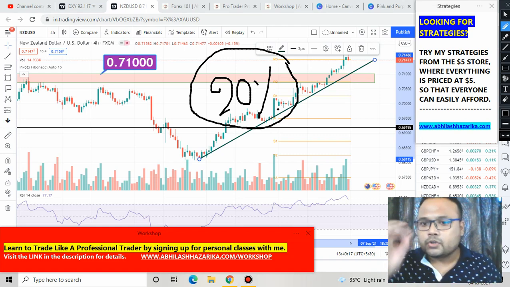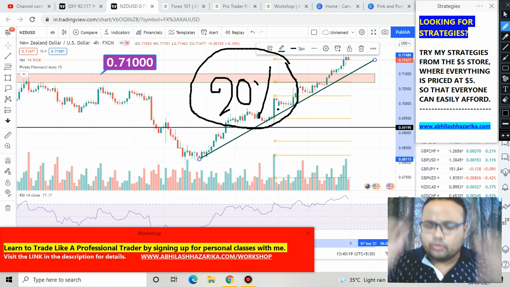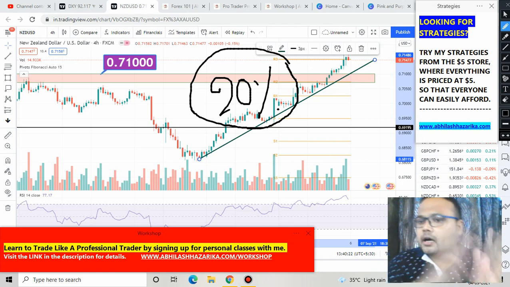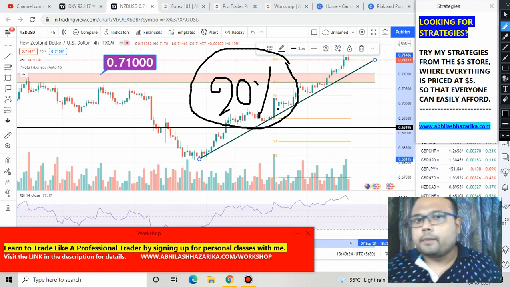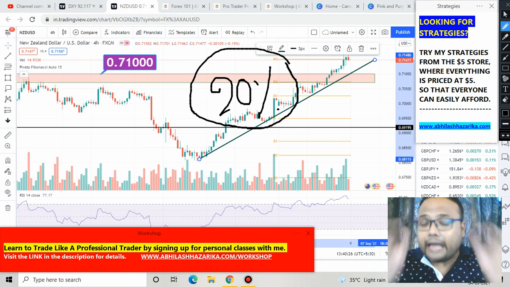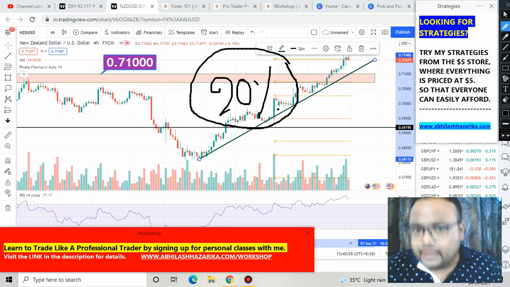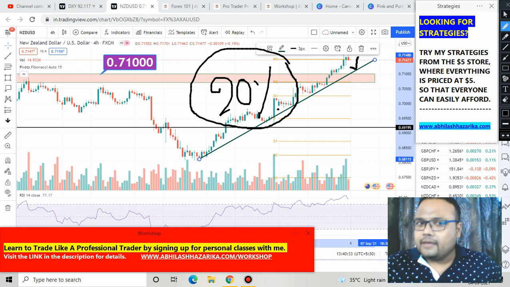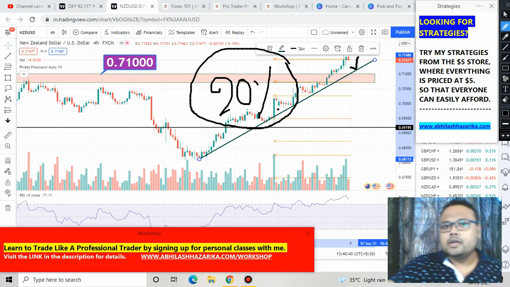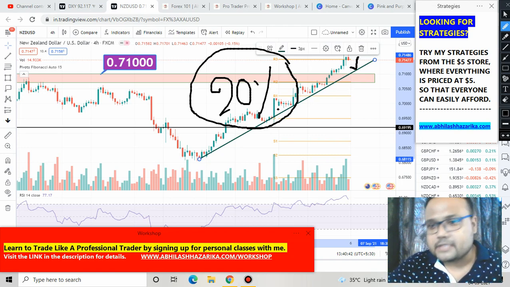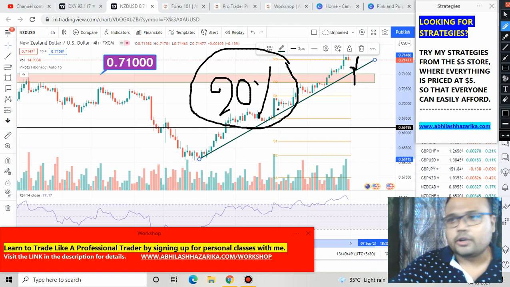So do not follow the herd, do not follow the crowd. Just do proper analysis and take trades accordingly. Only buy when the market bounces from this trend line, and only go for buy if the market bounces from this level. Otherwise do not short the market. This market is extremely bullish. If you short the market, then you will be making a big mistake. Until and unless there is a trend reversal on NZD USD, do not think about shorting the market.